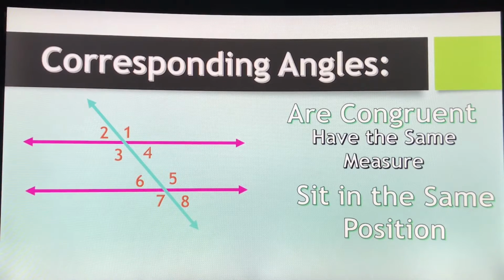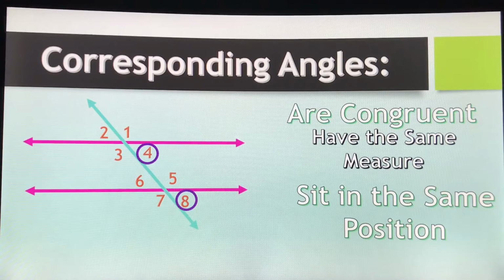Another pair, if we look, angle 4. Well, angle 4 is below and to the right. So that must mean its corresponding angle is angle 8, also below and to the right. That's what I mean by same position. So those two angles are in fact corresponding.